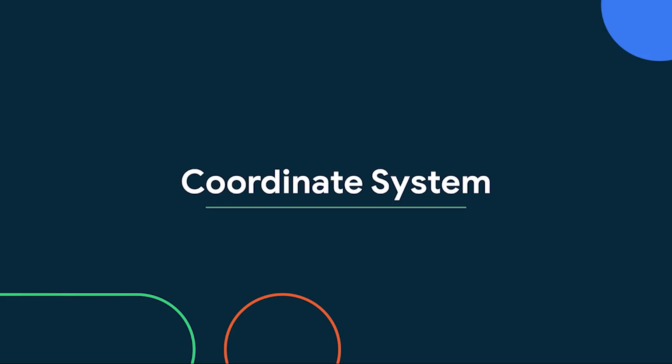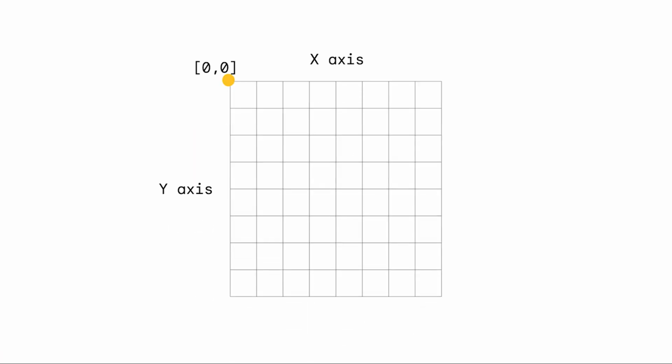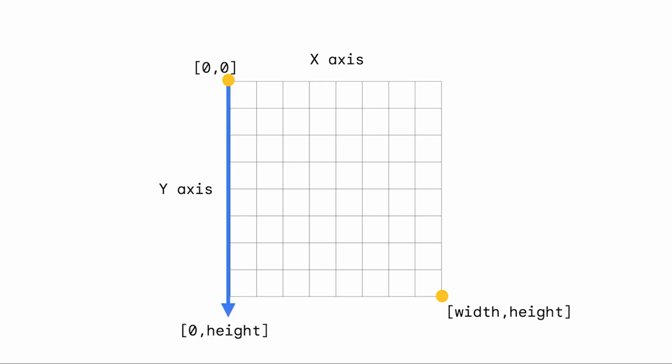Now let's have some understanding about the coordinate system used in Compose Canvas. It has the 0,0 point in the top left corner of the composable, and the bottom right has the coordinates of width and height. The y value increases as it moves downward and the x value increases as it moves to the right.